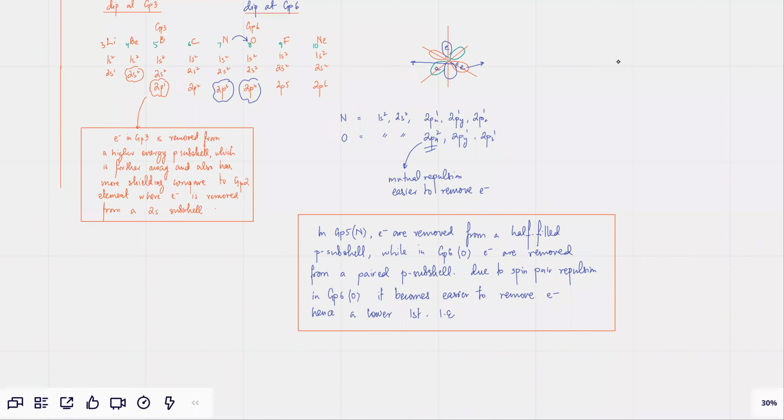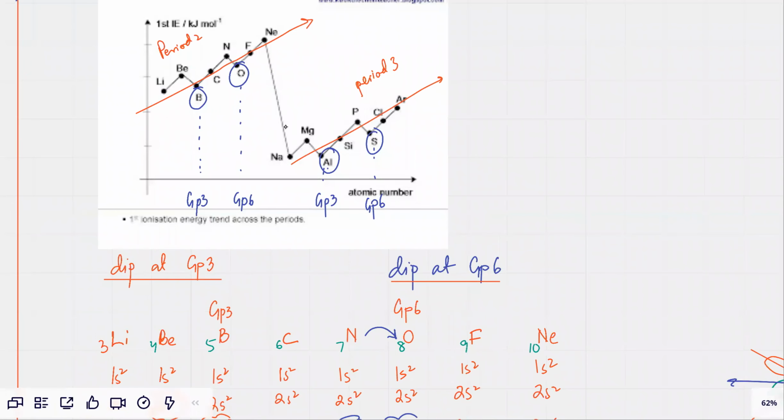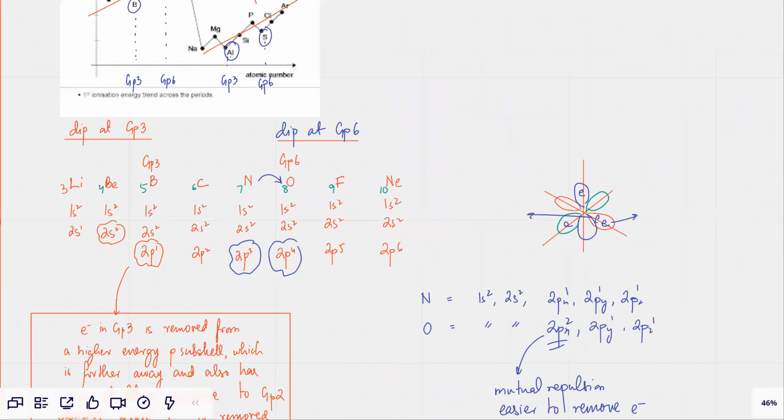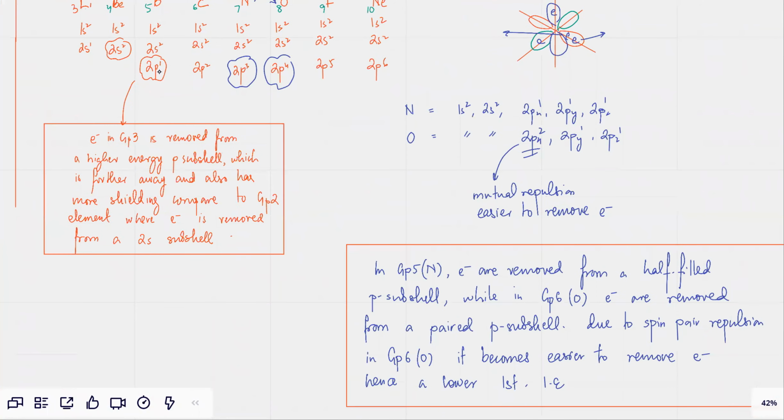The dip at group 3 and the dip at group 6 always happens whenever you move across any period in the periodic table. There's going to be a dip at group 3 and at group 6. And remember these two reasons. In group 3, you all of a sudden are removing an electron from an orbital which is much further away, and it's also more shielded. What happens when you move from group 5 to group 6? Previously, all orbitals had one electron in them. Now, all of a sudden, one of the orbitals has two electrons in it. Because of the two electrons trying to knock each other out, repelling each other, it becomes easier to remove electrons. So, is this all clear?